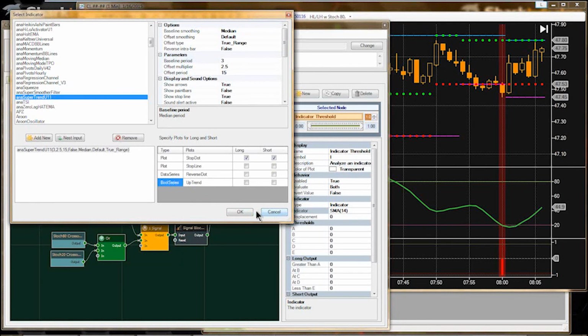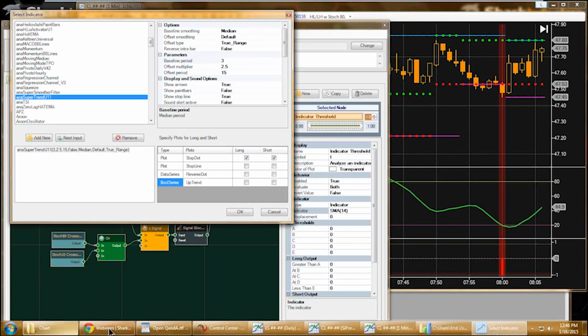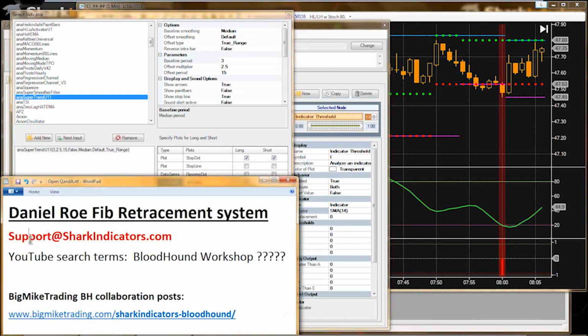I also have a Google document that I put together for programmers. So Andre, if you'd like a copy of that, just send a support email in asking for that document on making indicators compatible with BloodHound, and we'll send that to you.